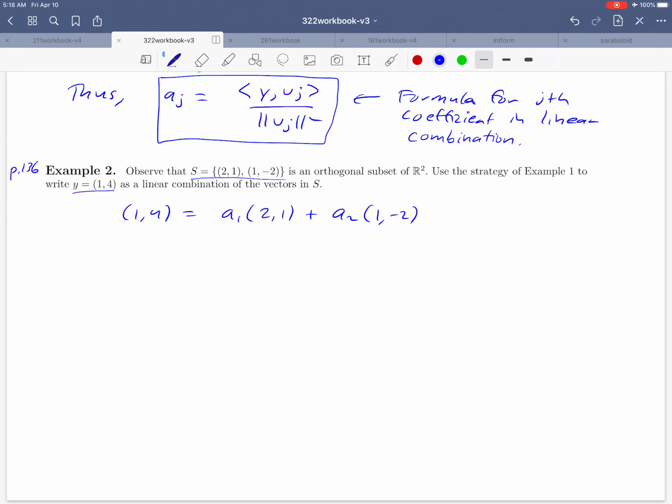Now, just a comment about this. We've already solved problems like this way back earlier in the course. We discovered we can solve a problem like this using a system of equations. That's the standard approach. But they're asking us to use the method of example 1. It's a very different approach for finding these coefficients. In particular, it's asking us to use this formula up here using inner products to find those coefficients.